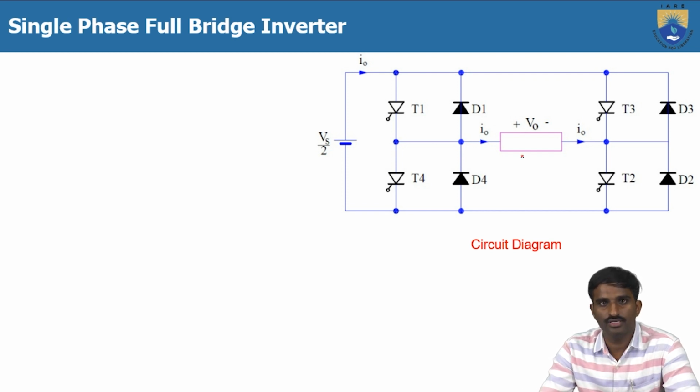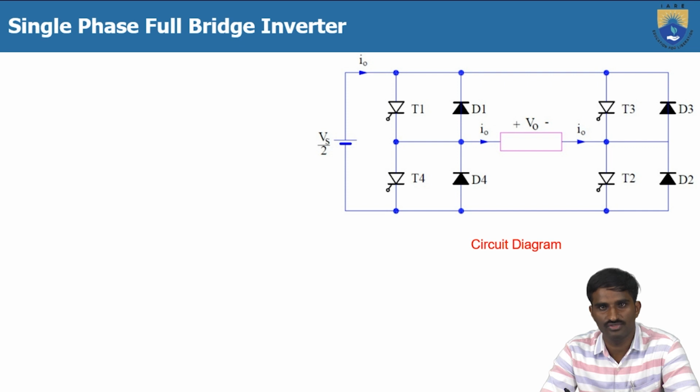So here, this is the circuit diagram of the single phase full bridge inverter. As you can see, there are 4 thyristors and 4 diodes, and each thyristor is connected with an anti-parallel diode. In between the 2 legs of the thyristors we have connected the load, and we are using one single source. Let us consider it is Vs by 2. This is about the construction of the single phase full bridge inverter.